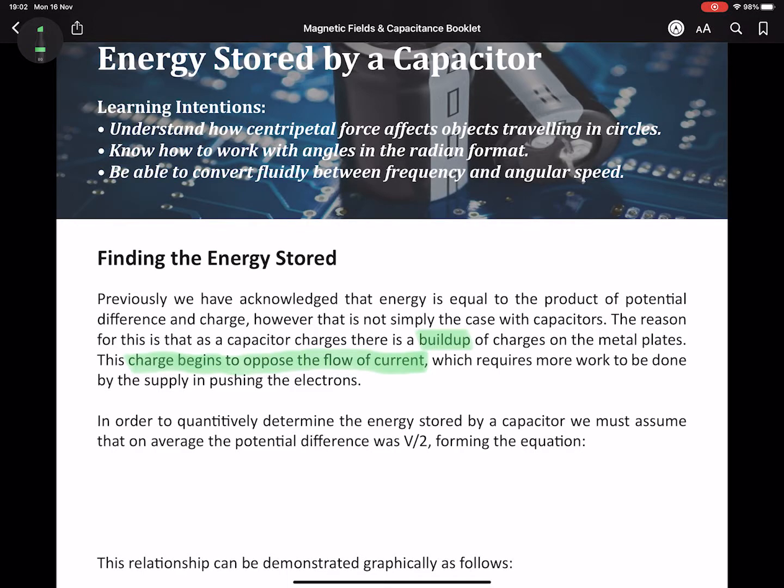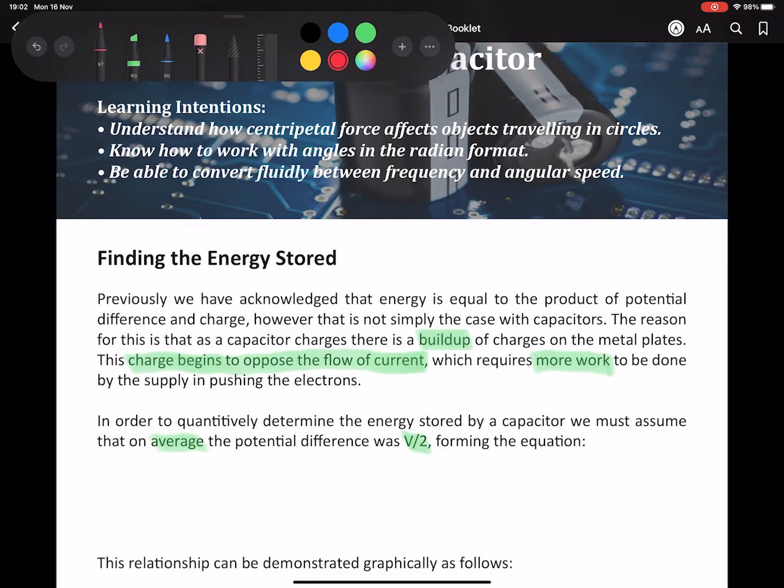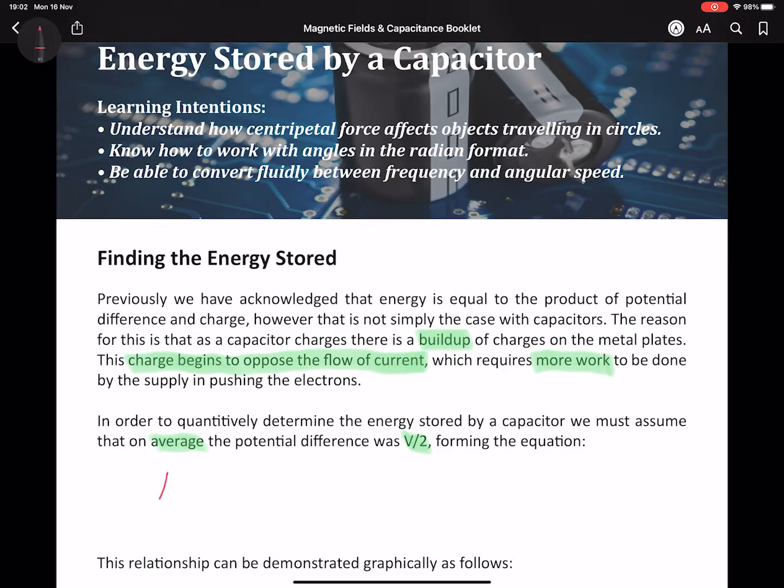As that charge builds up, we end up with an increasing opposition to the flow of current. The more negative one plate becomes, the fewer electrons it will allow to add to that plate, as it repels their approach. So that means more work needs to be done to put electrons onto the plate. As such, this isn't as simple a relationship, and we say that it has a V/2 relationship, which is to say that the energy is a half QV rather than being QV directly.